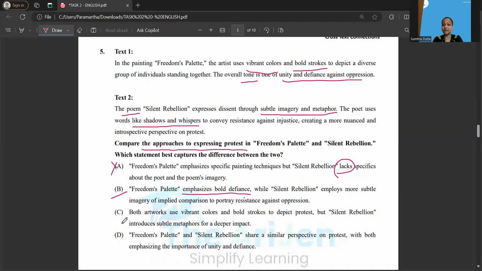Mark it. Number C, both artworks use vibrant colors and bold strokes to depict. No, both artworks did not use it. The first line is asking you not to read the next, so cut it off. Number D, Freedom's Palette and Silent Rebellion share a similar perspective on protest, with both emphasizing the importance of unity and defense. It is given some information, but not in a subtle manner, not in detail. This cannot be the answer. 100% our answer is Number B.